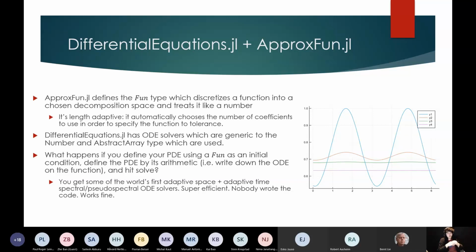And then what you get out of this is an adaptive space, adaptive time pseudo-spectral ODE solver, which is highly efficient, where no one actually has to write the code because it's all generated as part of this algebraic process. So I don't think there's another code out there which is a fully generated adaptive space, adaptive time method, right? Normally, if you were to do this, you'd actually have to write the code. But in this case, this is an adaptive ODE solver mixed with an adaptive approximation of functions in a function space.